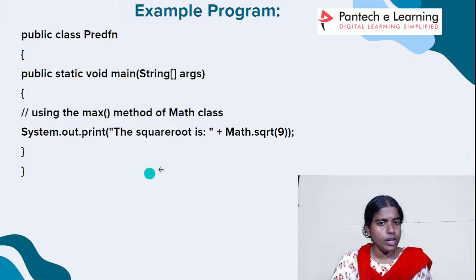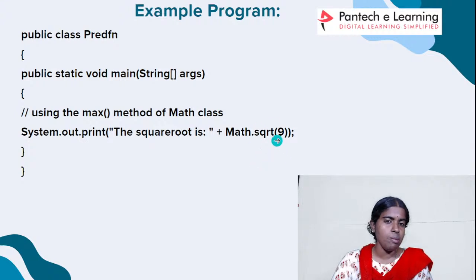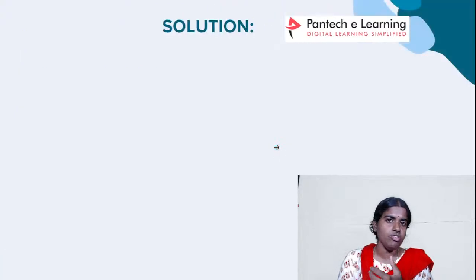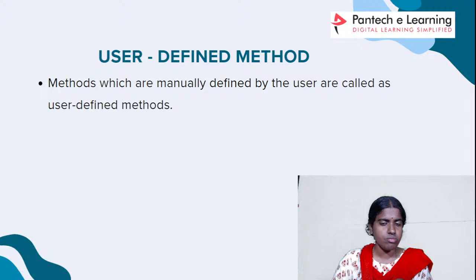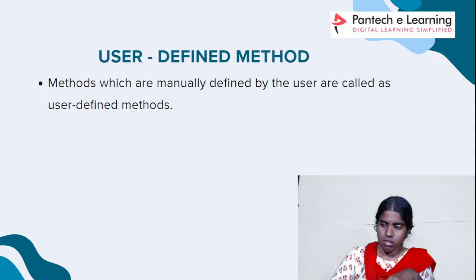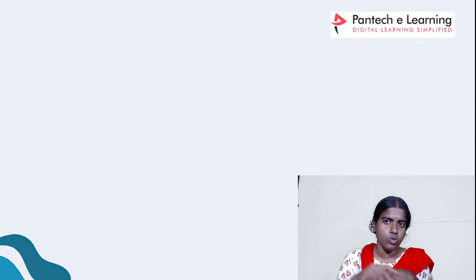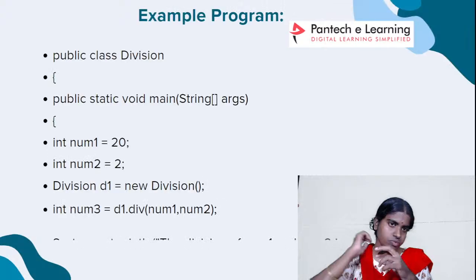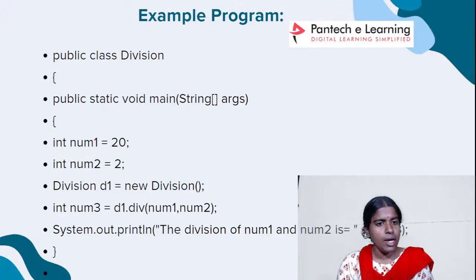And system.out.print, the square root is Math.sqrt of 9. So it is an inbuilt function. If I want to find the square root, I just call square root of whatever the number is and pass the corresponding number here. Or if I want to find the maximum or minimum value, I have to call the corresponding inbuilt function. There is one more important method, called a user defined method. Methods which are defined manually by the user are called user defined methods.